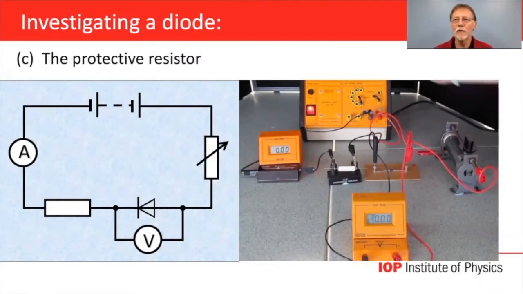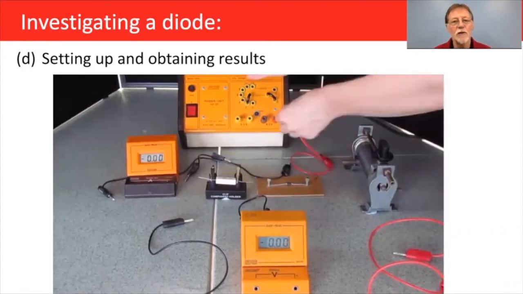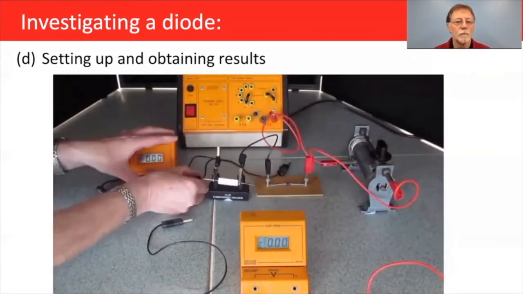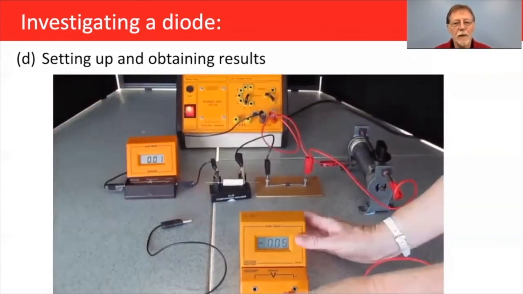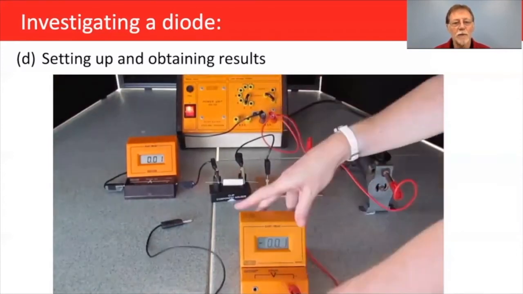Due to a diode having virtually no resistance to current in the one direction, it is essential to include a protective resistor in series with the diode to avoid excessive currents that would damage it. A 10 ohm resistor is suitable. As before, we recommend a systematic approach to setting up the circuit, working from the positive of the power supply round to the negative. In particular, this is important to ensure that the protective resistor goes in the correct place in the circuit. It's particularly important to ensure that the voltmeter is connected across the diode and not the protective resistor.